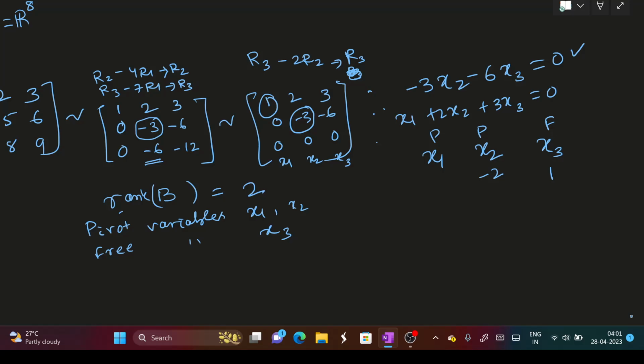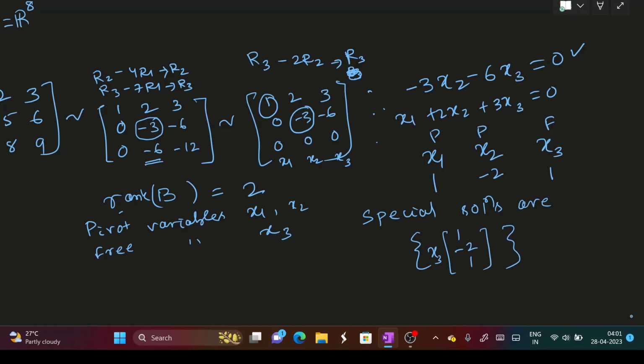Now let us substitute these variables' values. Here it is 1, here it is minus 2. So it is minus 4 plus 3, that is minus 1. That side it is plus 1. So x1 is equal to this much. So here, what about our special solutions? Special solutions are 1, minus 2, 1. This into which variable where we have assigned the free variable? It is x3.